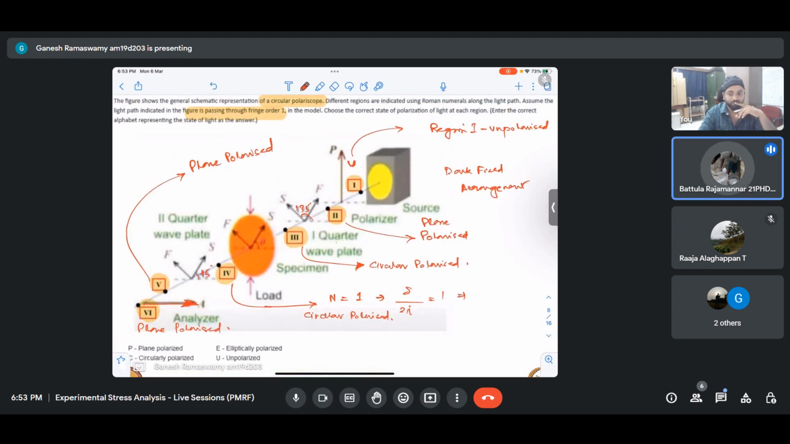Essentially, in the first region it is unpolarized, then it becomes linearly polarized, then circularly polarized, and since our model introduced only one wavelength difference, essentially nothing changed in the circular light. It was still circular, which got undone by the second quarter wave plate. It became linear and it easily passes through our analyzer.